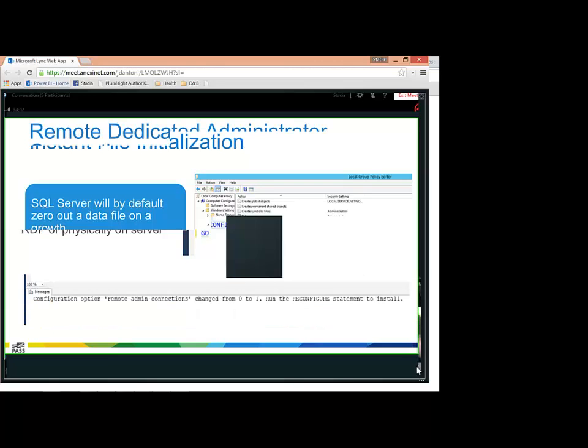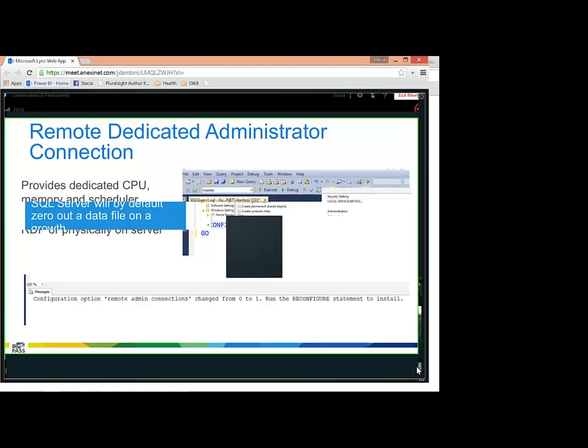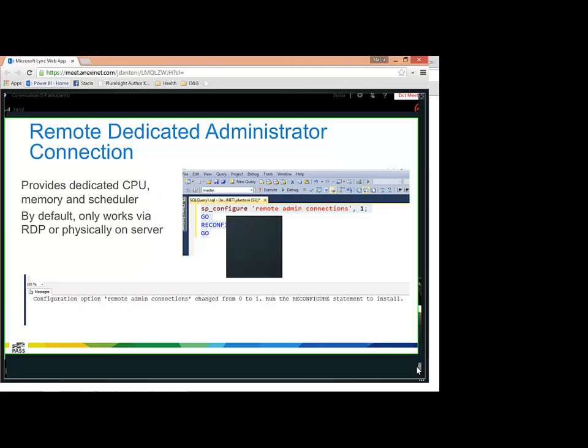So the remote dedicated administrator connection. I'm not sure if anyone's ever used the dedicated administrator connection, but the way you use it is to open a database engine connection, and then you specify admin: in your instance name. Where this is really handy is when your server is completely toasted. Adam Machanic, another SQL Server MVP, gave me some CLR code that will completely thrash the CPU in a server, and I was using it to do some testing, and I realized I had screwed myself up pretty bad.